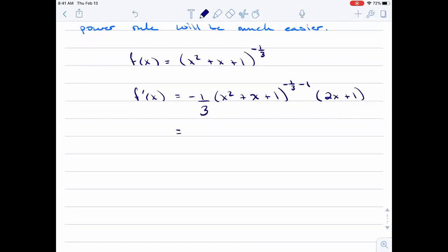All I'm going to do here, I don't see anything else that I could simplify. I'll just simplify that power of negative 1 over 3 minus 1 to be negative 4 over 3, but that's about it. Negative 1 over 3 times x squared plus x plus 1 to the negative 4 over 3 times 2x plus 1. And I'm just going to leave it there. You could rewrite the x squared plus x plus 1 in the denominator, but I'm just going to leave it as it is.